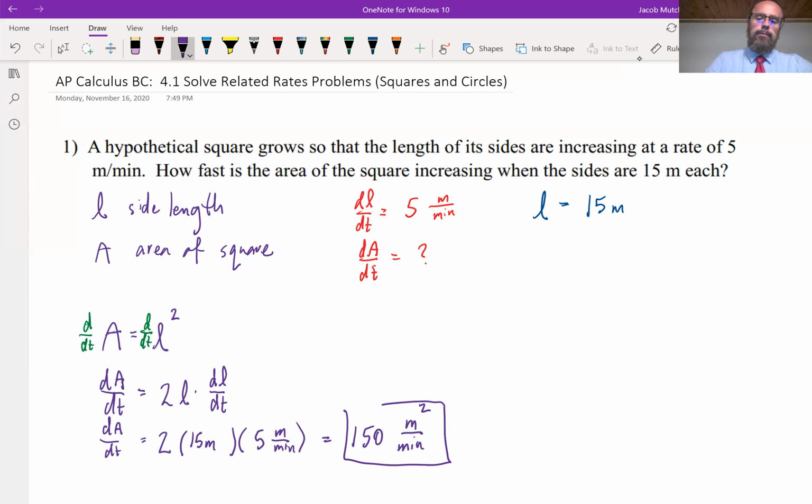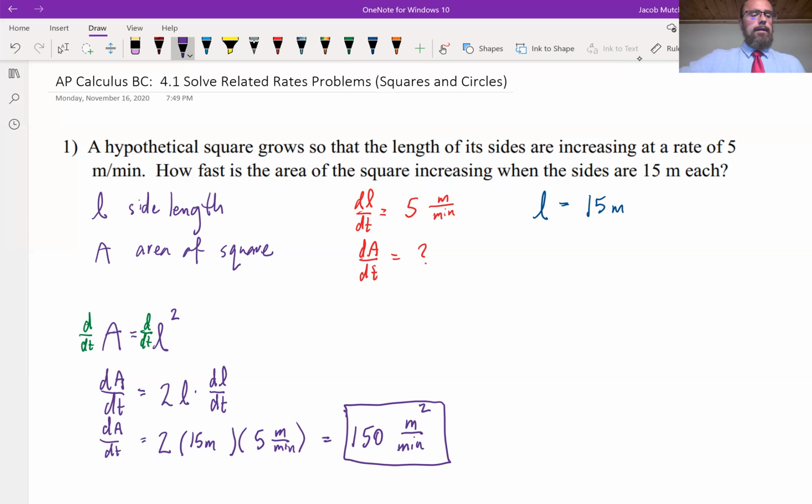And that's complete. We can tell that it's complete in a number of ways. One of them is that the units are consistent. Meters squared per minute, that is a measurement of the area changing over time. So our units should corroborate what we are trying to find. What question are we trying to answer?